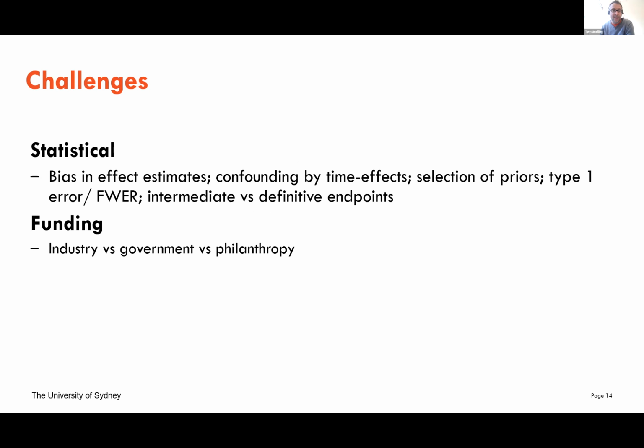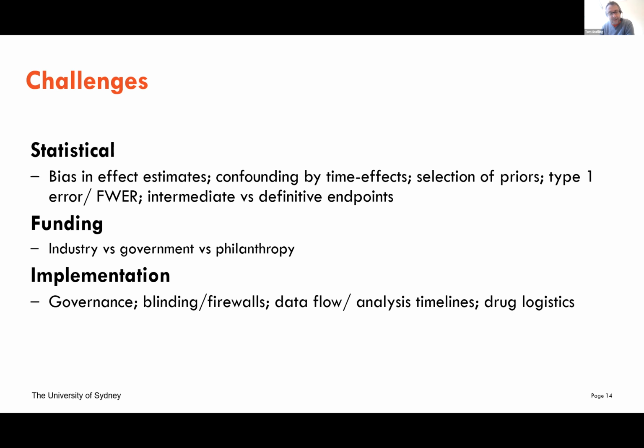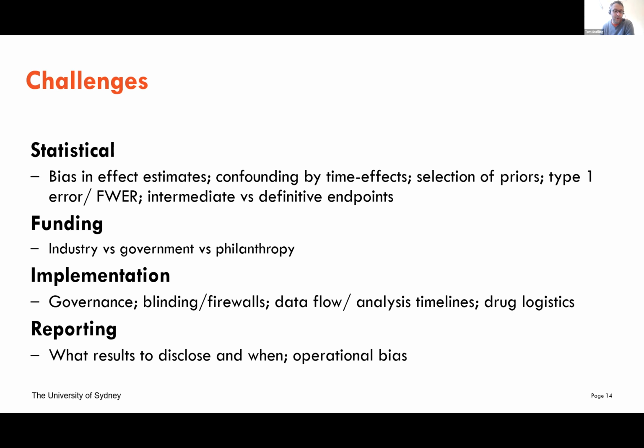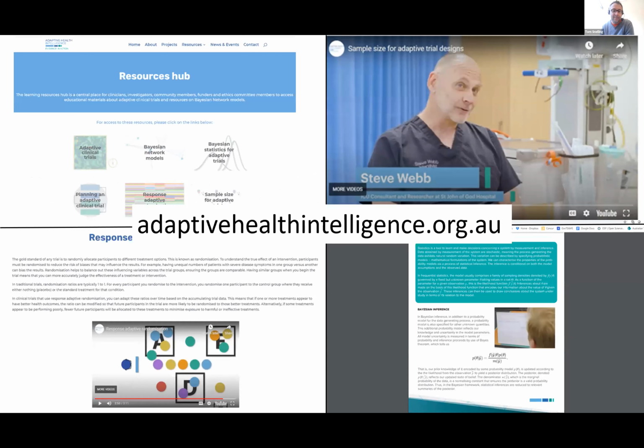There are a number of challenges, not just statistical, but also with funding these platform designs. There are challenges with implementation and how you report the outcomes or the results of a study that is effectively ongoing. And if you're interested to find out more, we've developed a number of resources at the Adaptive Health Intelligence website.